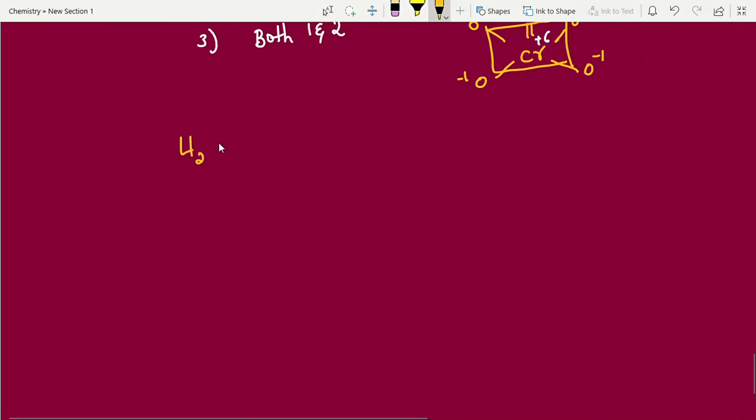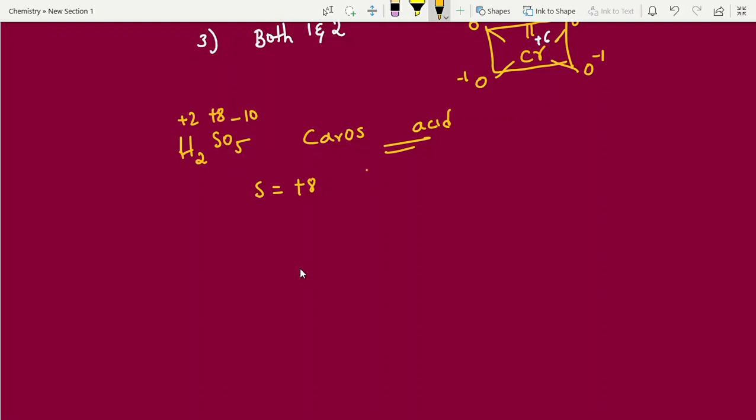H2SO5. This is what we call Caro's acid also. Here if you calculate directly you get plus 10, which never exists. According to group number, what is sulfur? It is the 16th group, a 6A group element. The maximum oxidation state is plus 6. Then you go for the answer plus 6. Clear what I said? Same as the above example. With these peroxy bonds, we are getting more than the group number oxidation state. Definitely it has peroxy bonds.